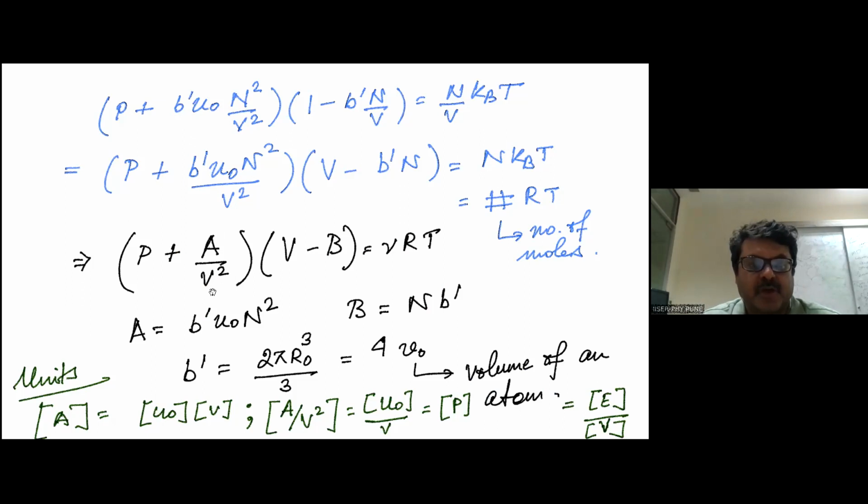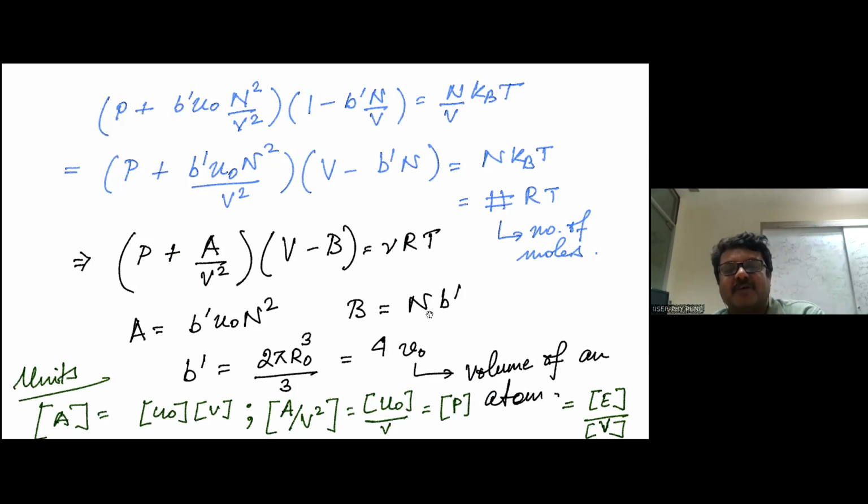And now you have the form, if you like, P plus A by capital V whole square, V being the volume of the gas, where A is B dash. What was B dash? 4 times the volume of an atom, into U0, the energy of interaction between a pair of particles, the energy at the minima of the potential, into n square. And what was B? The capital B, it is n times B dash. What was B dash? 4 times the volume of an atom of the gas, right?